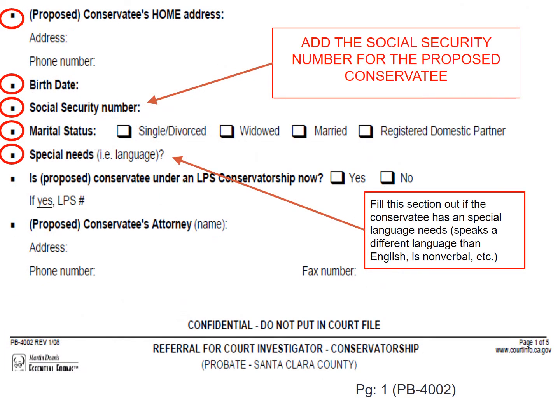In the bottom half of page 1 of Form PB-4002, fill in the requested information about the conservatee. If the conservatee does not have a social security number, then that item can be left blank.